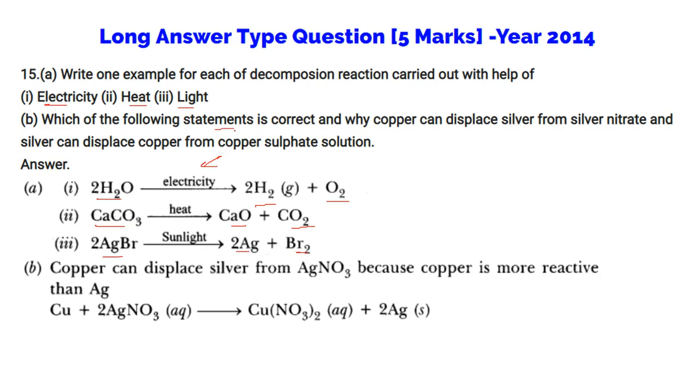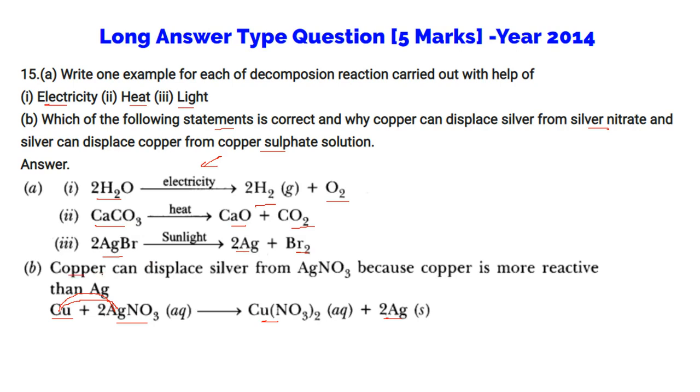Which of the following statement is correct, and why copper can displace silver from silver nitrate and silver cannot displace copper from copper sulfate solution? Now, the reaction is something like this. Copper combined with AgNO3 forms copper nitrate and Ag is replaced. That is, Cu comes here, Ag comes here. So this is a kind of replacement reaction, or you can say displacement reaction.